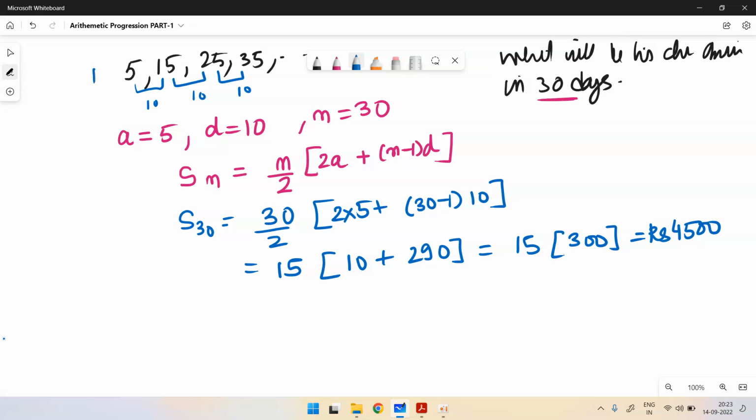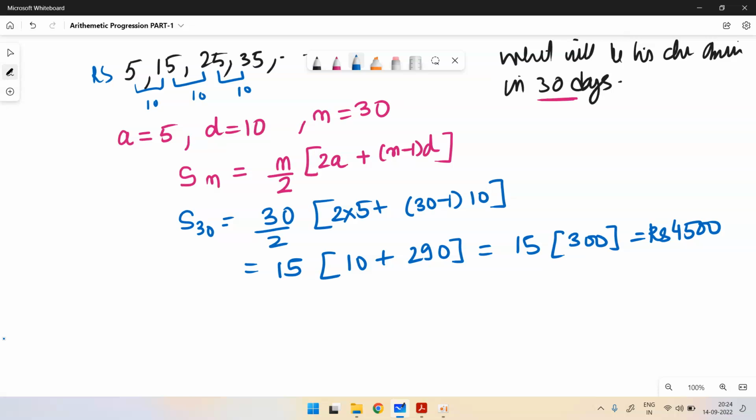Everything is in rupees. So rupees 4500 is his monthly income. If his father pays him 5 rupees on the first day, 15 rupees on the second day, 25 rupees on the third day, and on the fourth day he gives him 35 rupees, and so on, then at the end of the month, that is in 30 days, he will be able to earn rupees 4500 in total. This is the answer.